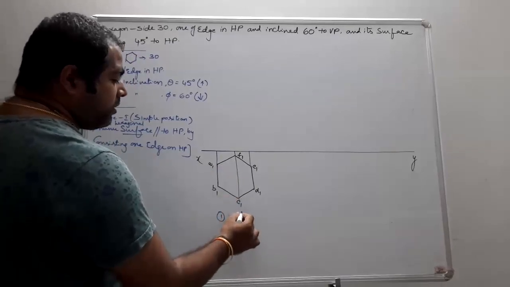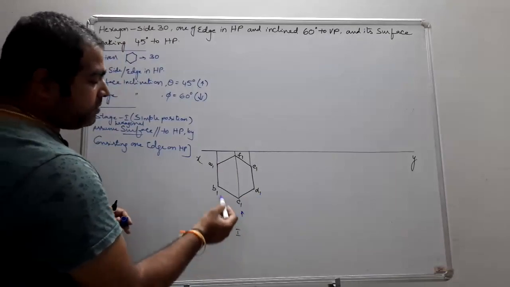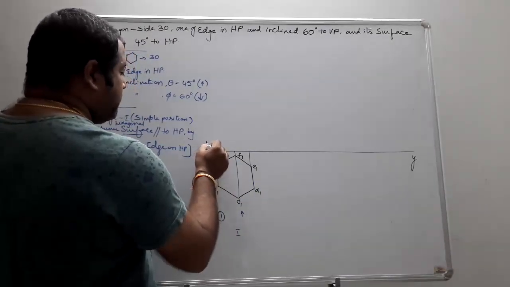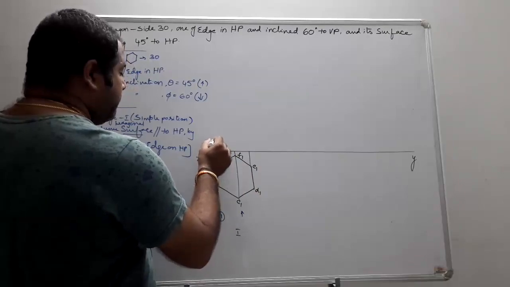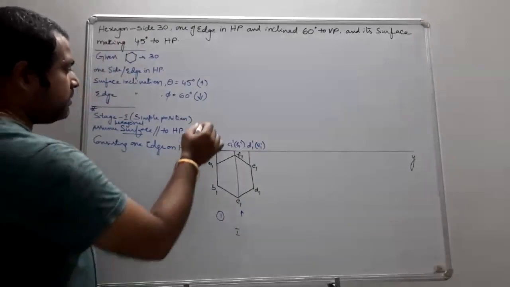Let us see which are the visible points. You just put your arrowhead in this manner and you can see which are visible. B, C, D are visible; A, F, E are invisible. So it becomes B1 dash of A1 dash, C1 dash of F1 dash, and D1 dash of E1 dash. This was step two.